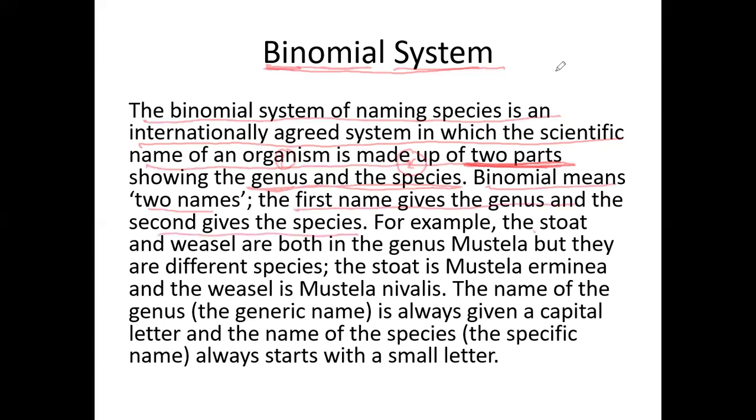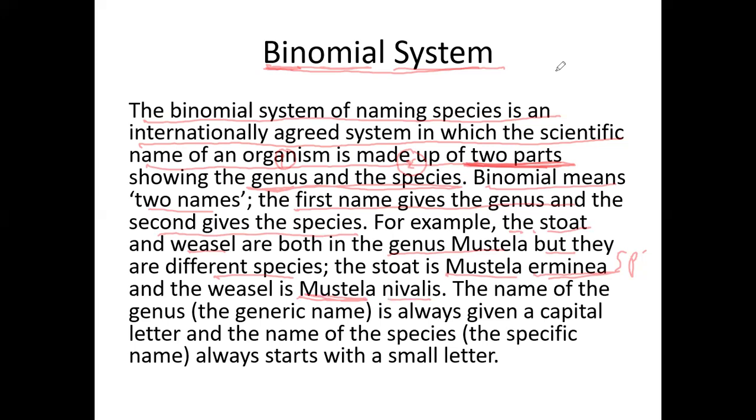For example, the stoat and weasel are both in the genus Mustela. The genus is the same, but they are different species. The stoat is Mustela erminea, its scientific name, in which Mustela is the genus name and erminea is the species name. And the weasel is Mustela nivalis, in which Mustela is the genus name and nivalis is the species name.